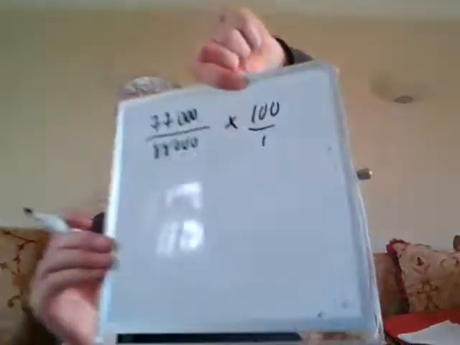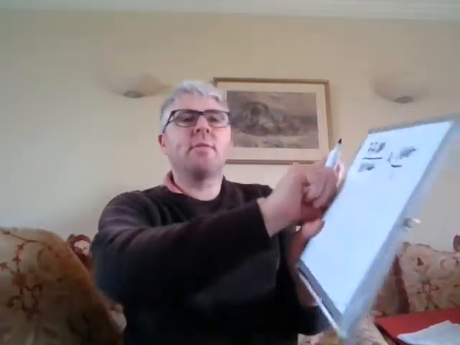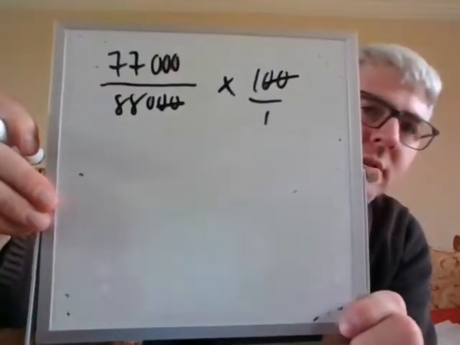Just want to write something else out now. Right, there's just something I want to show you here. 77,000 divided by 88,000 times 100 over 1. Now, if you do that, I'm doing the diagonal here: 2 noughts off the 100 and 2 noughts off 88,000. Just wanted you to see that.